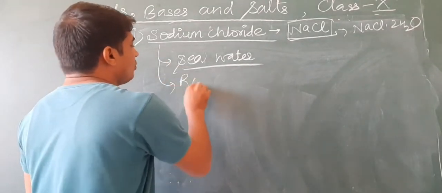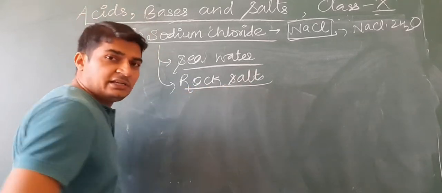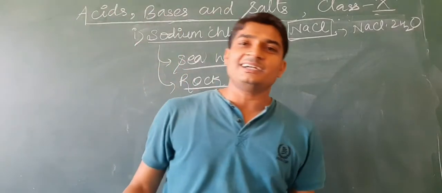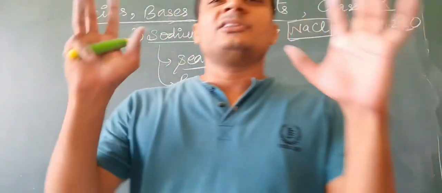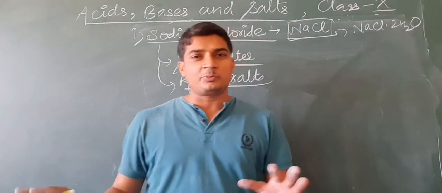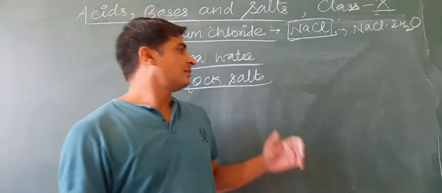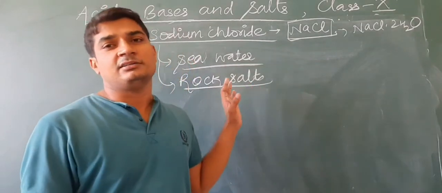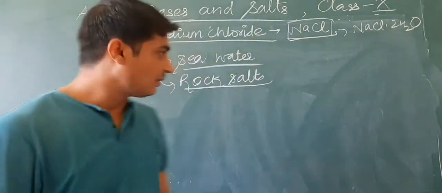Next one is rock salt. Wherever the sea was present in ancient times, that sea has dried up. So the salt which was present in the sea is found in solid form, in the form of rock salt. It is slightly brownish in color.